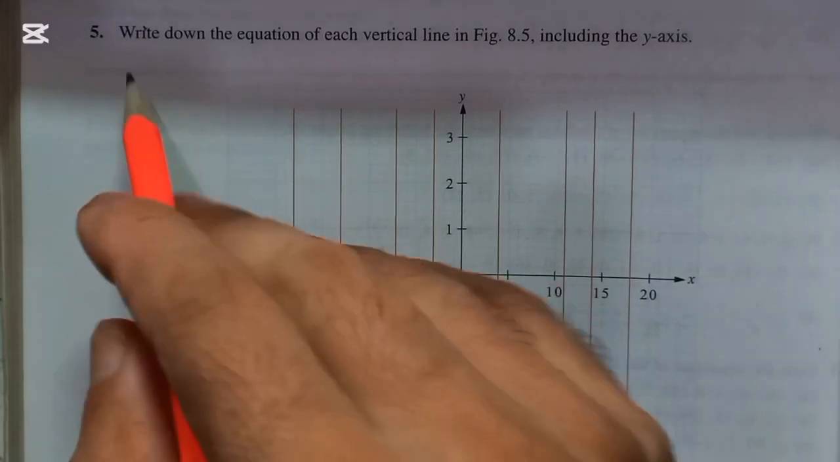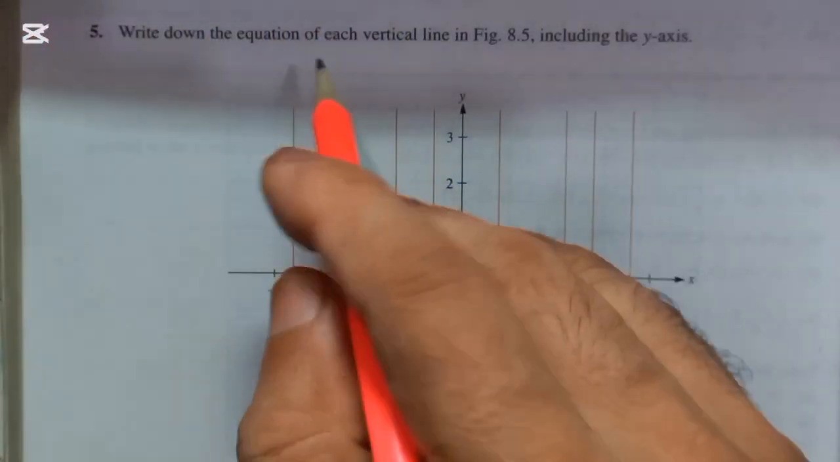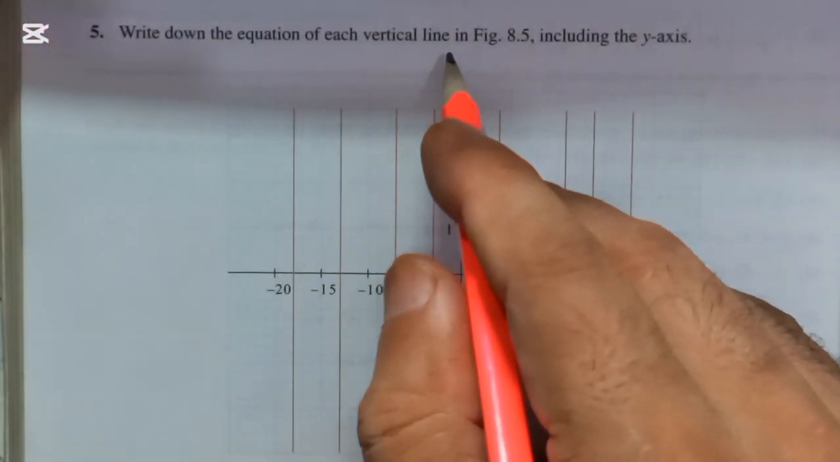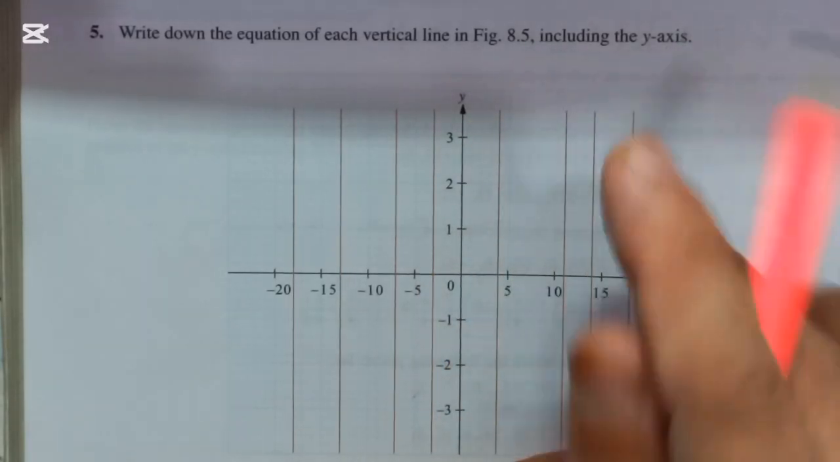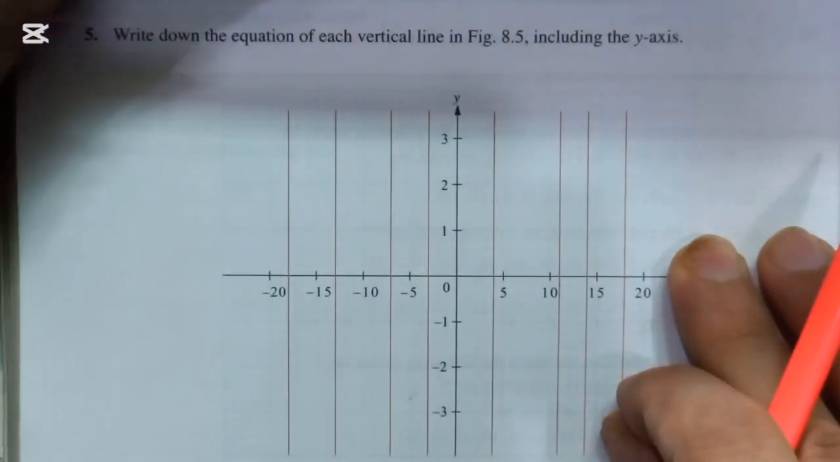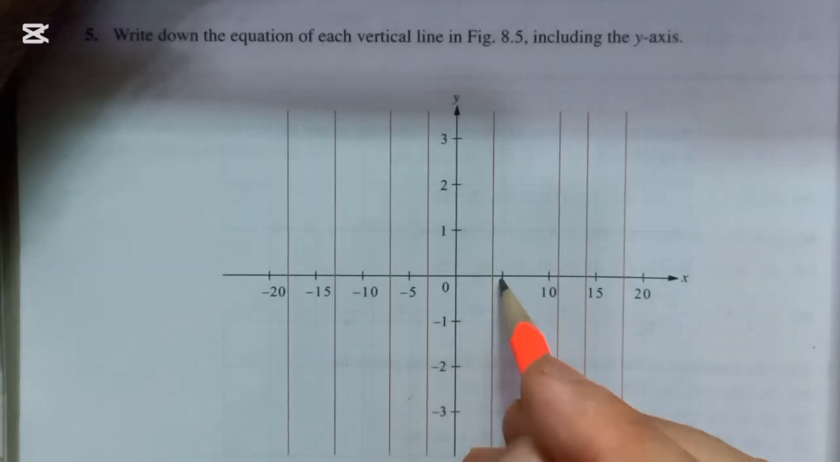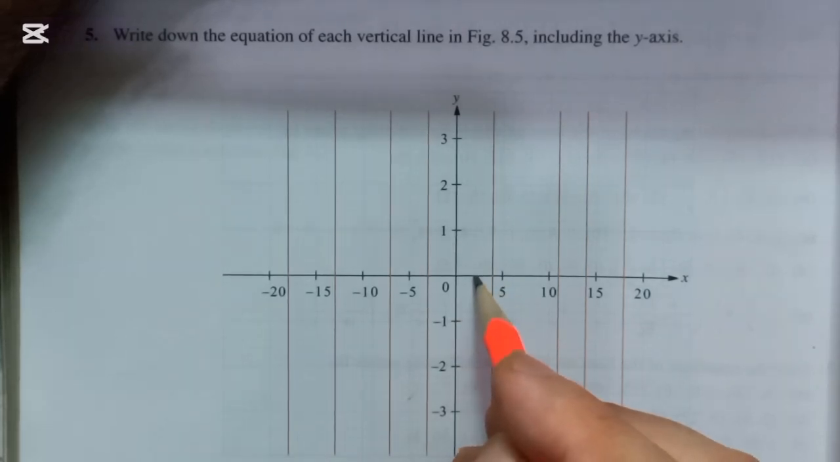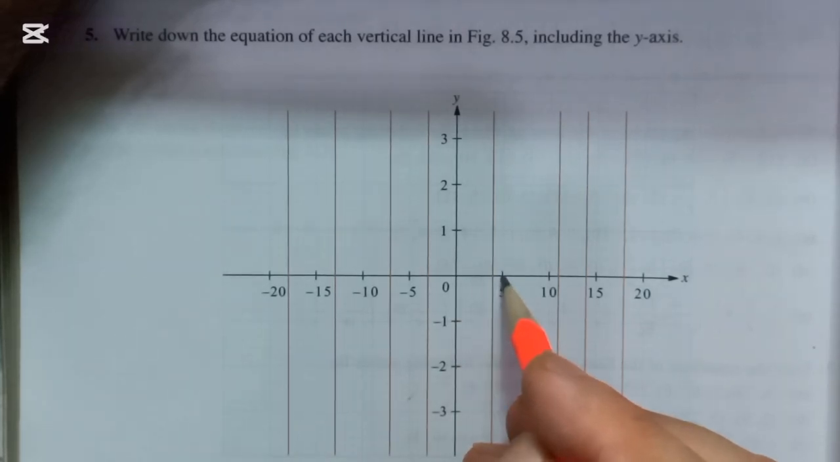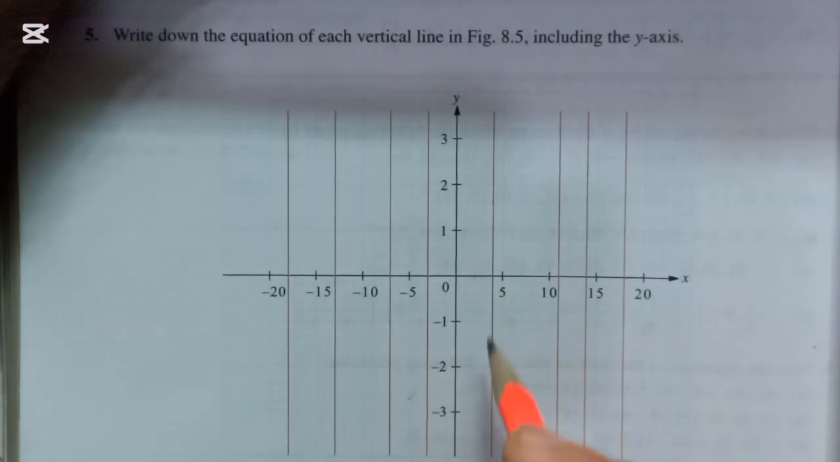Likewise, in this question, the statement is: write down the equation of each vertical line in the figure, including the y-axis. So look now. Again, we have to check one big box. So 1, 2, 3, 4 and 5. Actually, there are 5 small boxes in the one big box on the graph paper. So now we are able to write down the equation of the graphs.